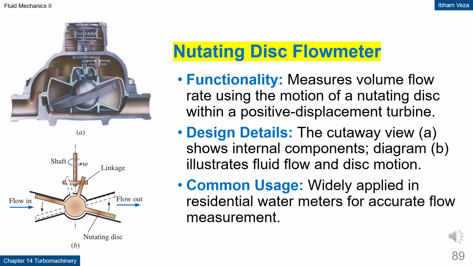This device measures volumetric flow rate using the motion of a disc that nutates inside the casing. Each cycle of motion represents a fixed volume of fluid passing through the meter. By counting the number of cycles, the total flow volume can be determined accurately. This design belongs to the positive displacement category. Therefore, it is widely used in residential water meters.